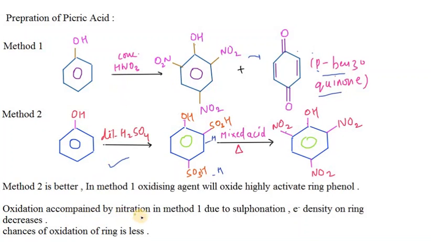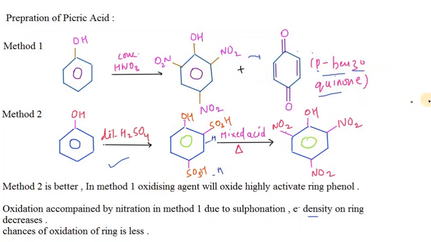So oxidation is accompanied by nitration in method 1. Due to sulfonation, the electron density in the ring decreases, and the chances of oxidation on the ring increase. So here the electron density on the ring decreases, and the chances of oxidation of this benzene ring also increase, so it is also going to form parabenzoquinone.